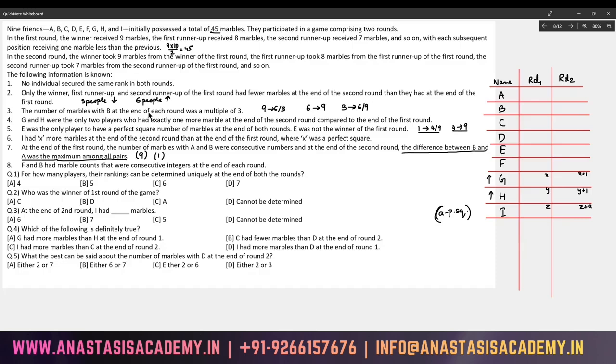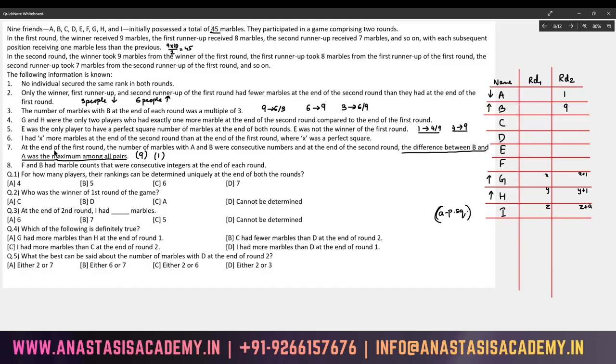Now, we also know about B. B's total at the end of each round was a multiple of 3. So, B could not be the person with 1. B will be the person with 9 and A will be the person with 1. Now, B's score must have definitely risen and A's score must have definitely gone down.